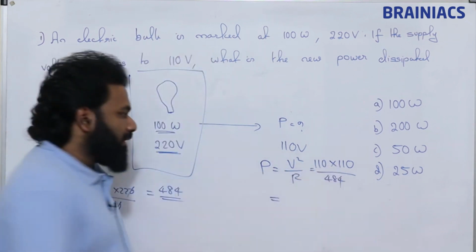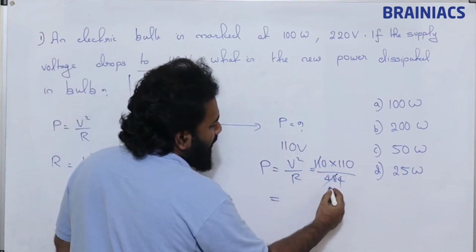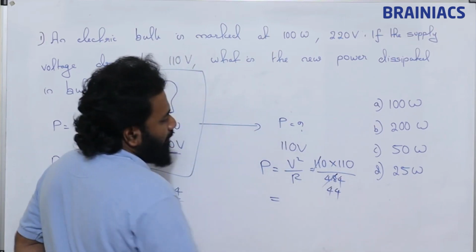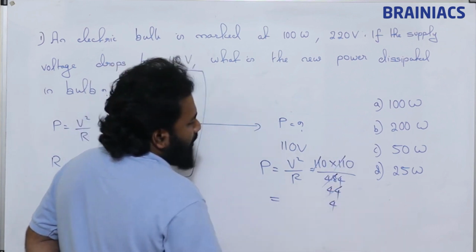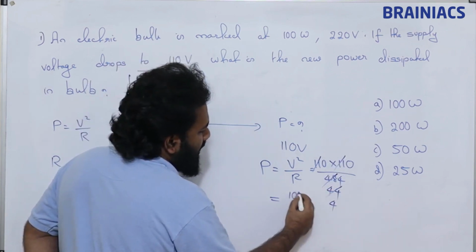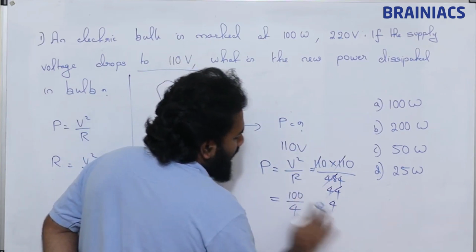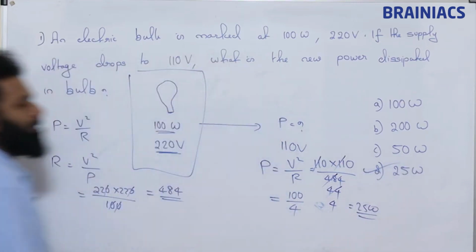We can cancel here itself. For 44, this will become 4, and again 44, so if we cancel, this will become 4. So what is there? 100 divided by 4. This is nothing but 25 watt. Answer is D. Okay, note it down.